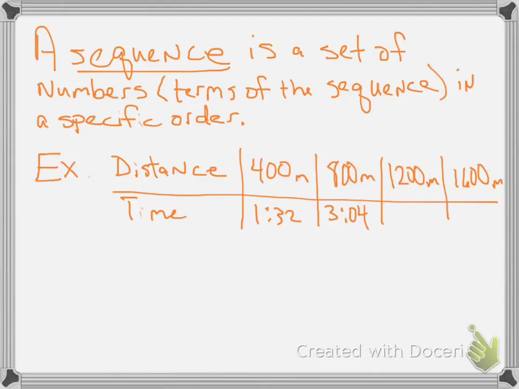For example, let's look at this little buddy right here. Notice that the distance is changing by 400 each time. Time is changing by 1:32 every single time. So they're adding a minute and 32 seconds every single time for every 400 meters in distance.